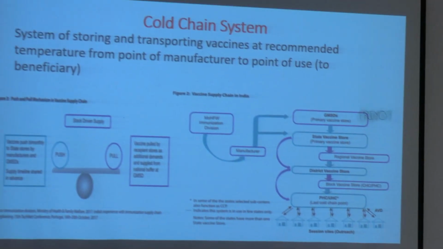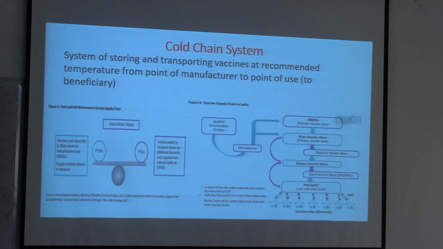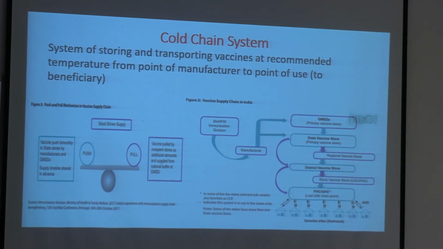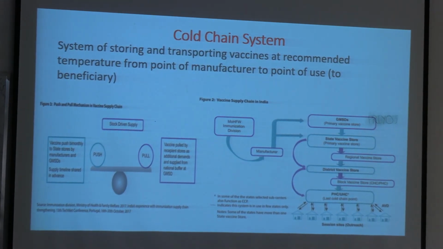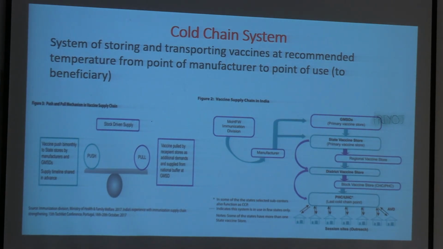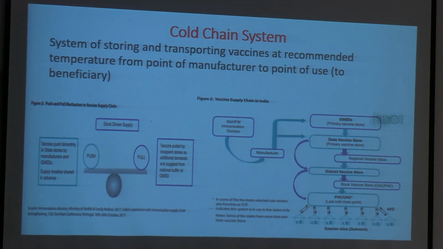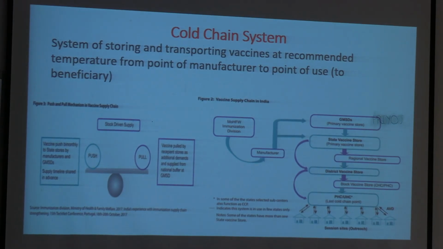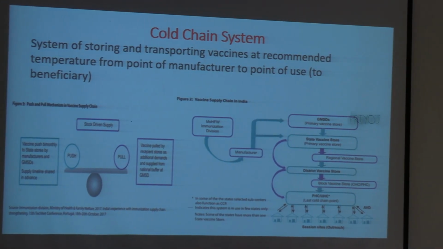So, from there or the depots, usually vaccine goes bi-monthly to the state vaccine store or the district vaccine store directly. This is push. And what is pull? The vaccine is pulled by the recipient store as additional demand and supplied from the national buffer at GMSD.